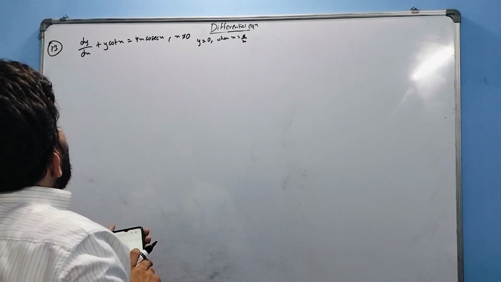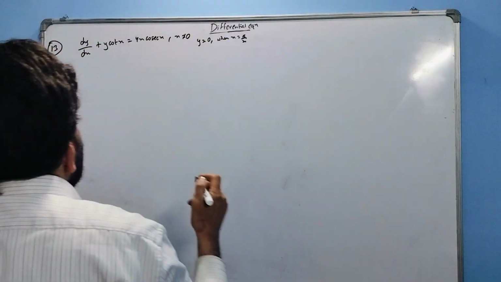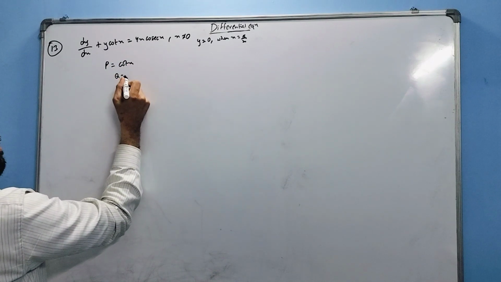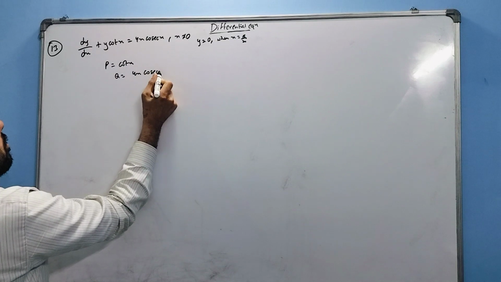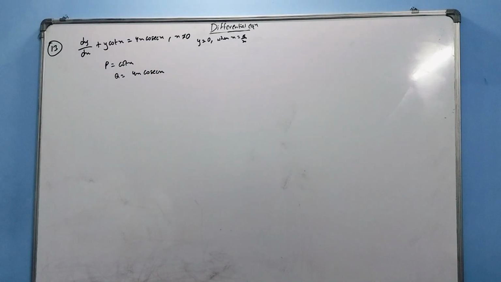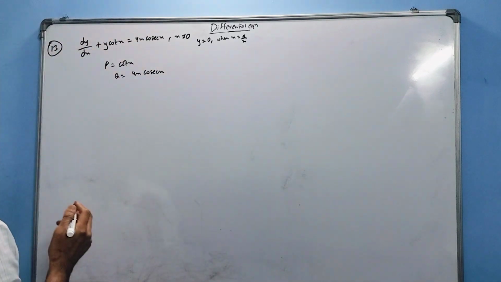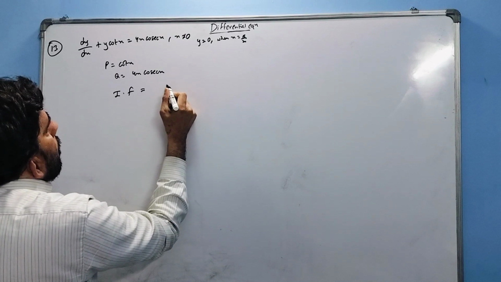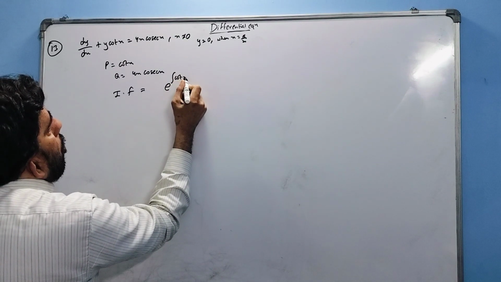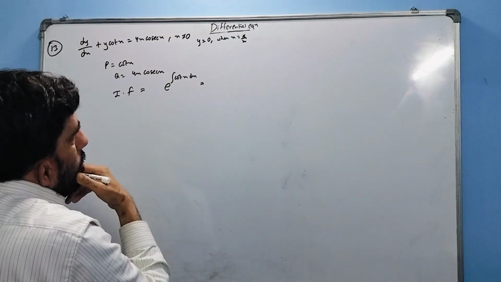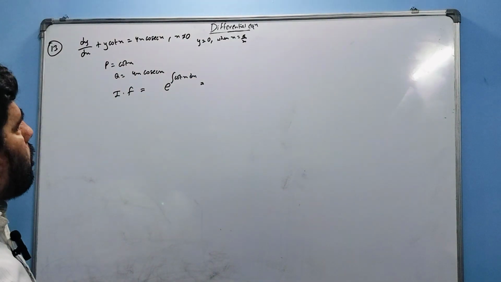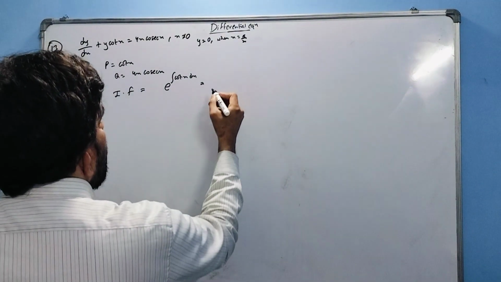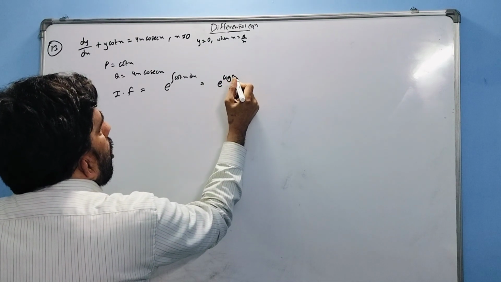If I consider this, we have p, we have cot x, q, we have 4x cosec x. So this is a linear differential equation. Now let us try to find first the integrating factor, that is e raised power integration of cot x dx. So now we have e raised power log of sin x, which will be sin x.